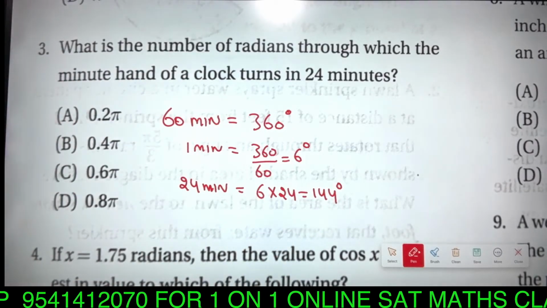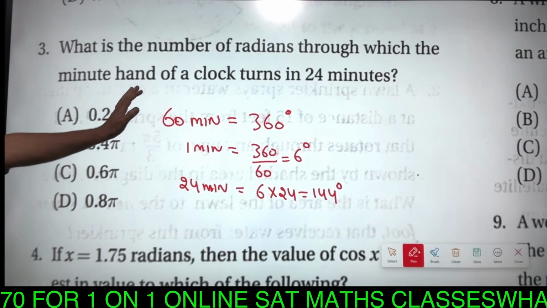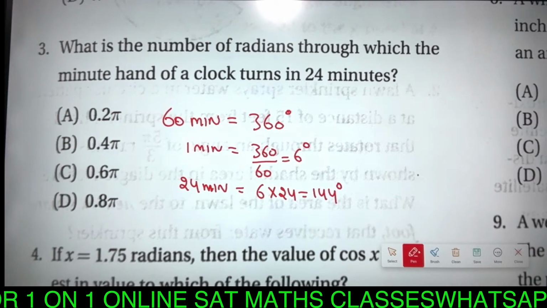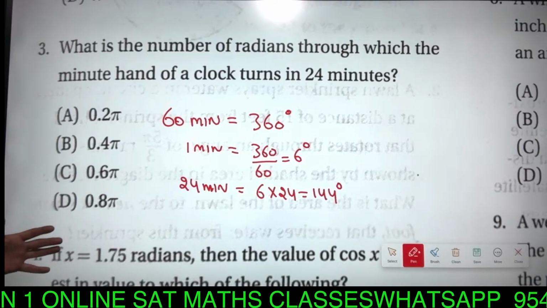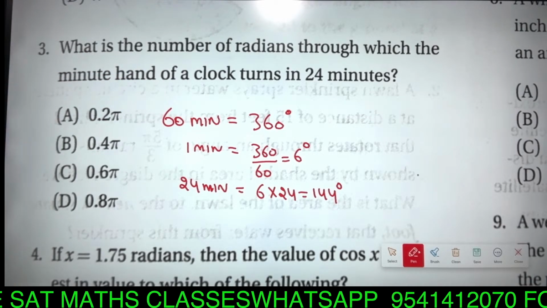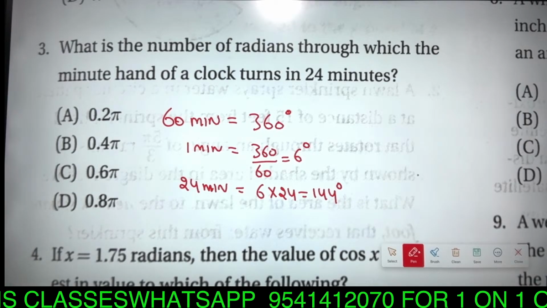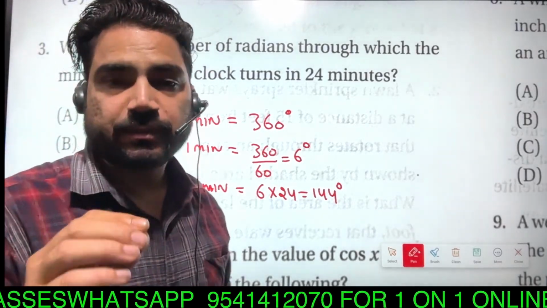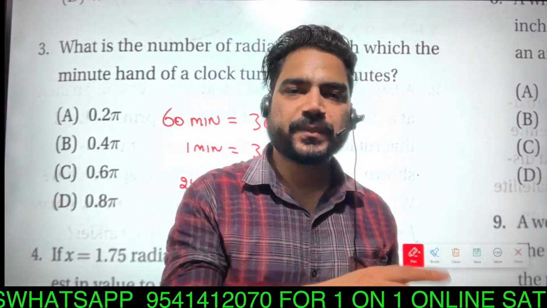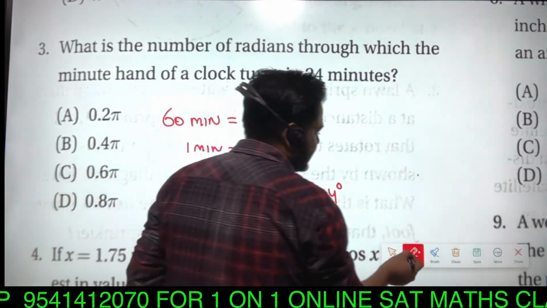Okay, now 144 degrees is our answer, but it is not given in the options. So what we will do now, it is asking for the number of radians. This angle is in degrees. In 1 minute it will cover 6, and in 24 minutes it will cover 6 into 24, that is 144. This answer is in degrees, so we have to convert it into radians.